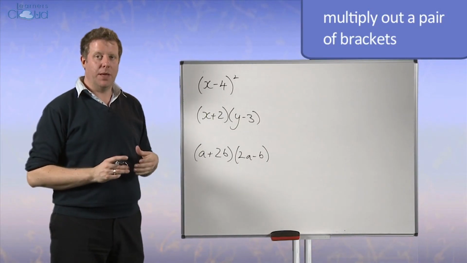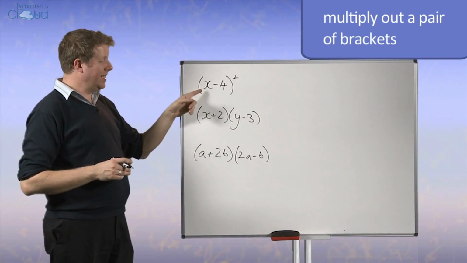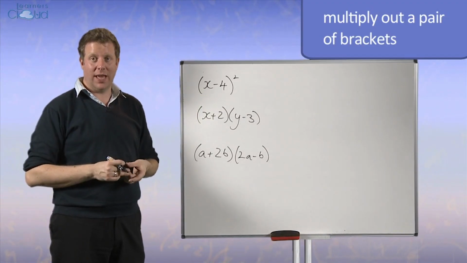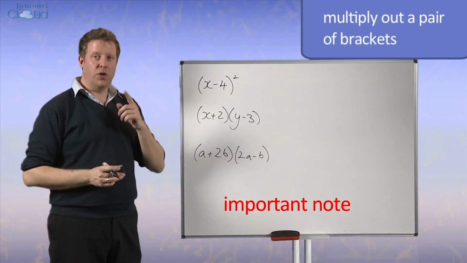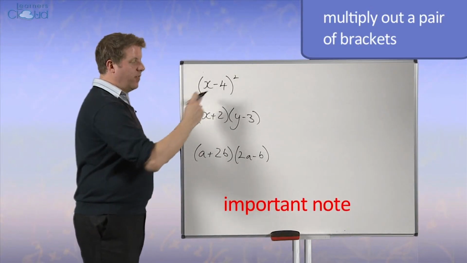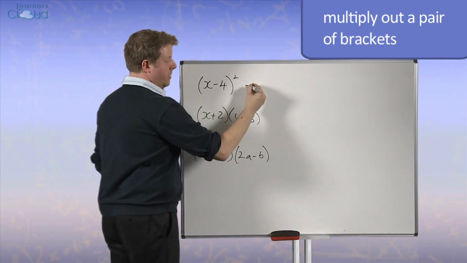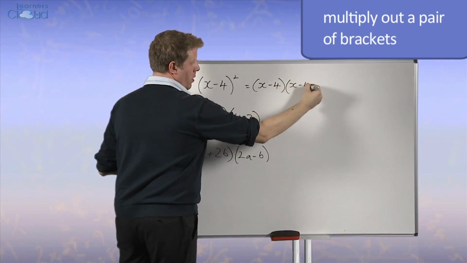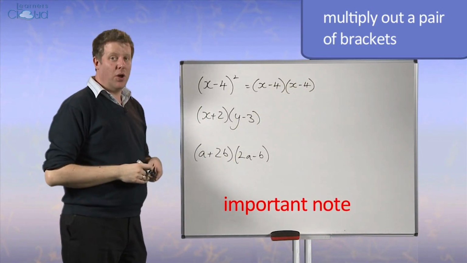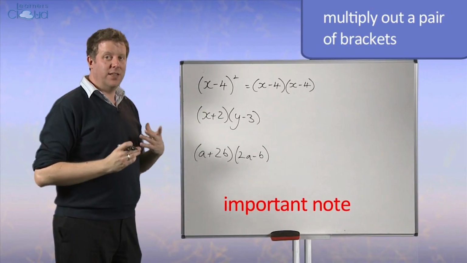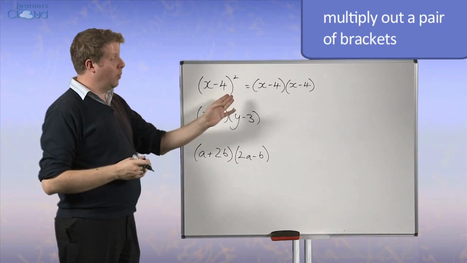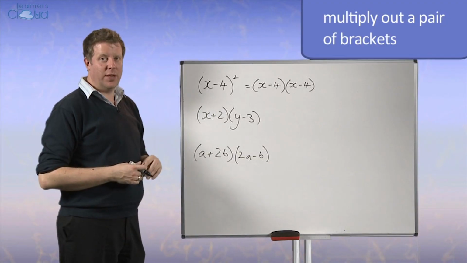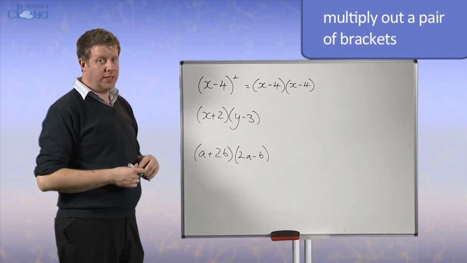Now, a common mistake people make here is they just write it as x squared minus 16. They square both things inside the bracket and think that's their answer. But you must remember, x minus 4 squared means x minus 4 multiplied by x minus 4. So it is in fact a double bracket question, which means I will have four terms when I multiply out, which means that that x squared minus 16 answer is not right.